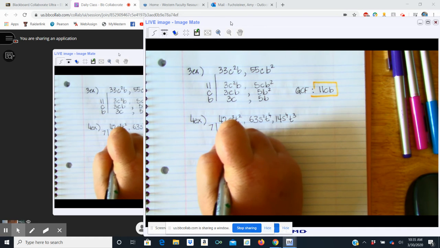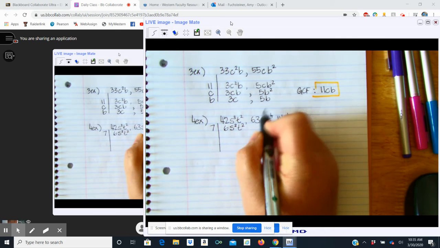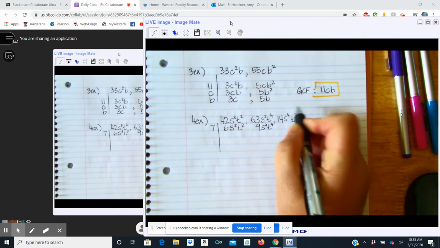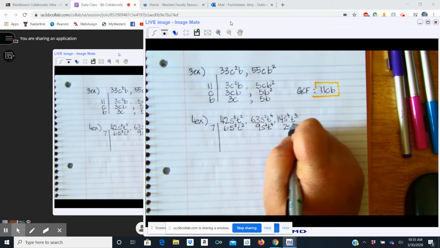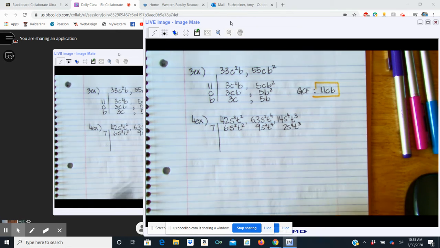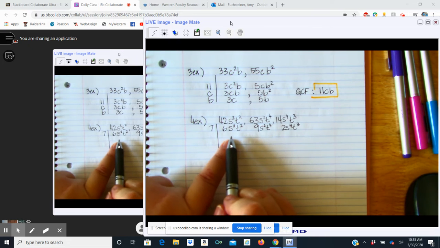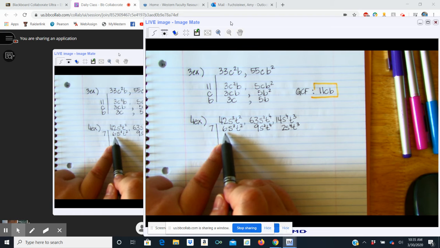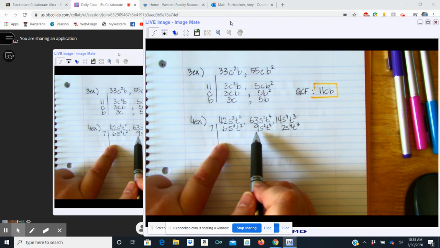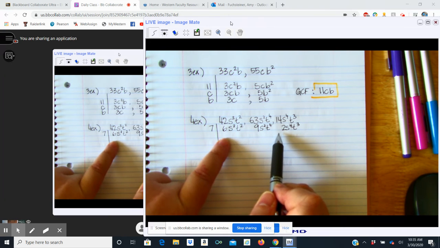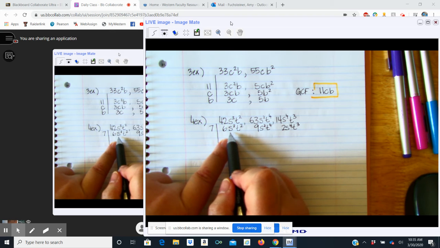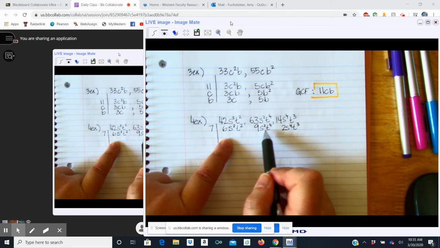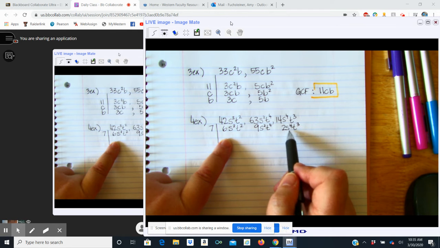That leaves me with 6s squared t squared, 9s squared t to the fourth, and 2s to the fourth t cubed. I can't pull out any more numbers. A 9, a 6, and a 2 don't have any more common factors. But if I look at the s's, here I have an s squared, here I have another s squared, and here I have an s to the fourth.